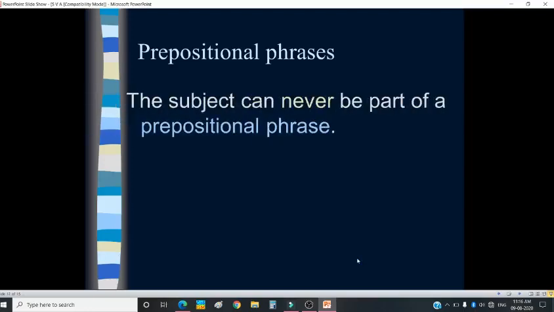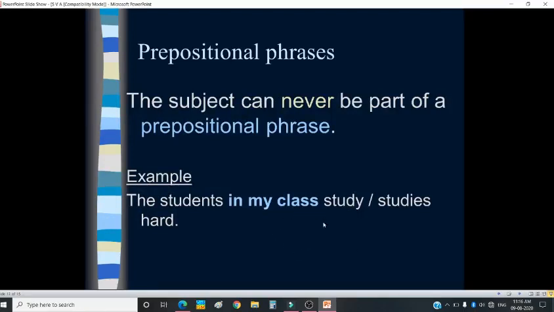Prepositional phrases. The subject can never be part of a prepositional phrase. Example: the students in my class studies hard. The subject can never be a part of a prepositional phrase. Students in my class. In my class, also one subject-type word is there, my. But what is the rule? The subject can never be part of a prepositional phrase. This one is a prepositional phrase, so you need not bother about it. You see, then which one will be here? The students in my class study, not studies. Okay.